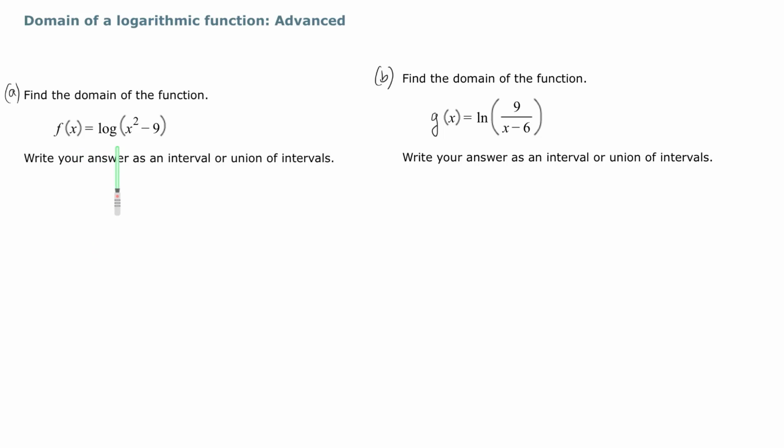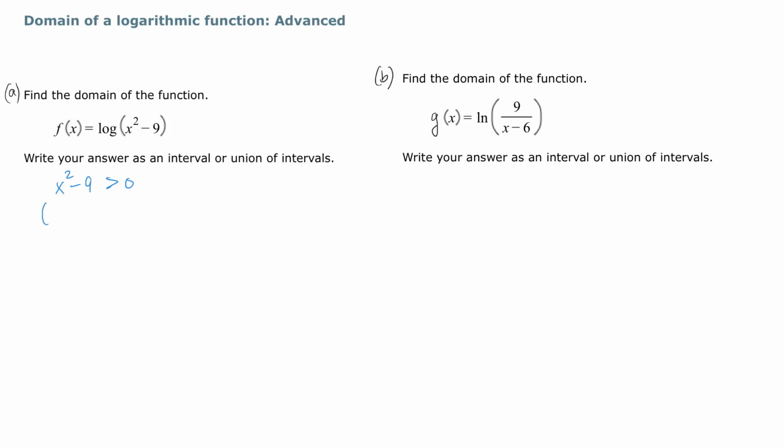Let's find the domain of these functions. Both of them are logarithmic. So you just got to remember, you can only take the log of input values that are positive. So the first thing we're going to do for part A is make sure x squared minus 9 is positive.